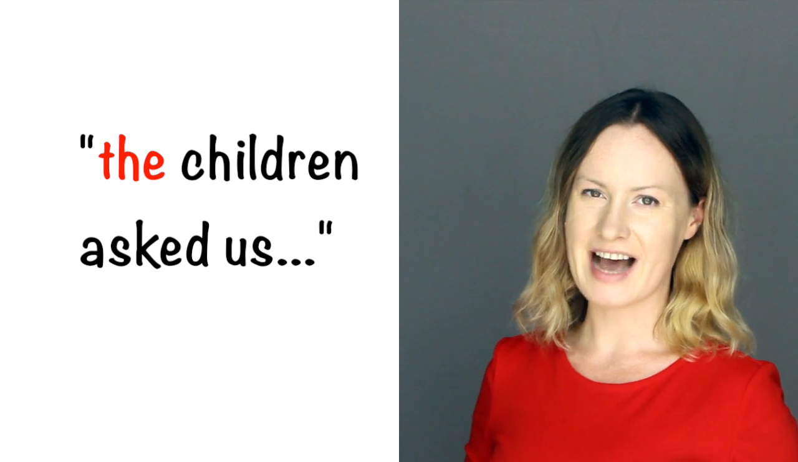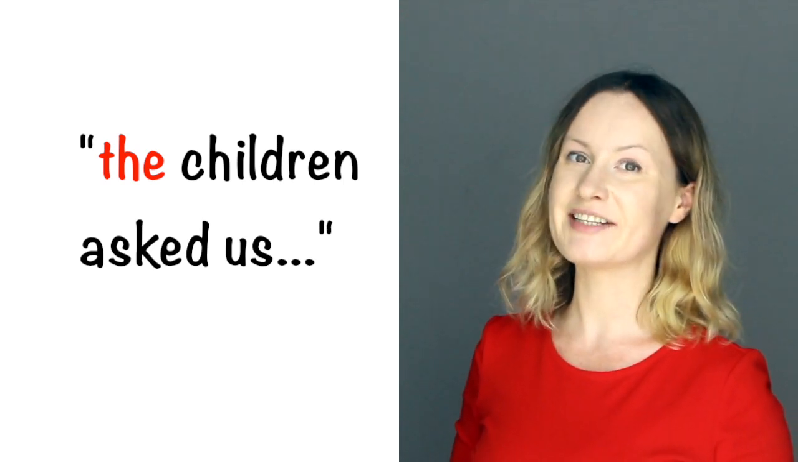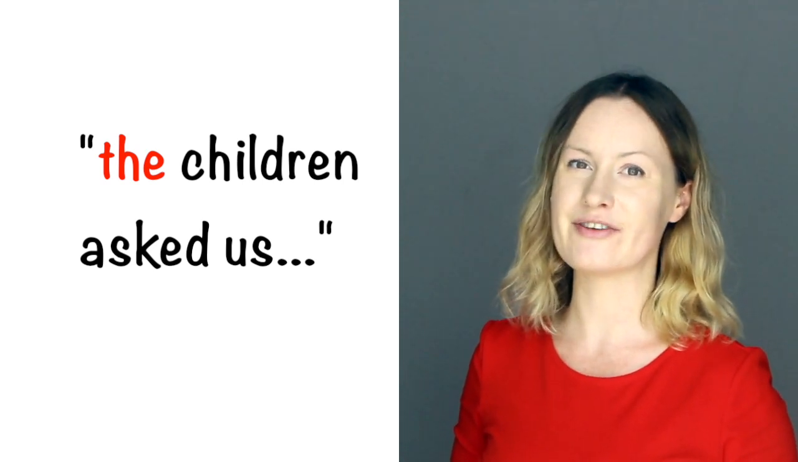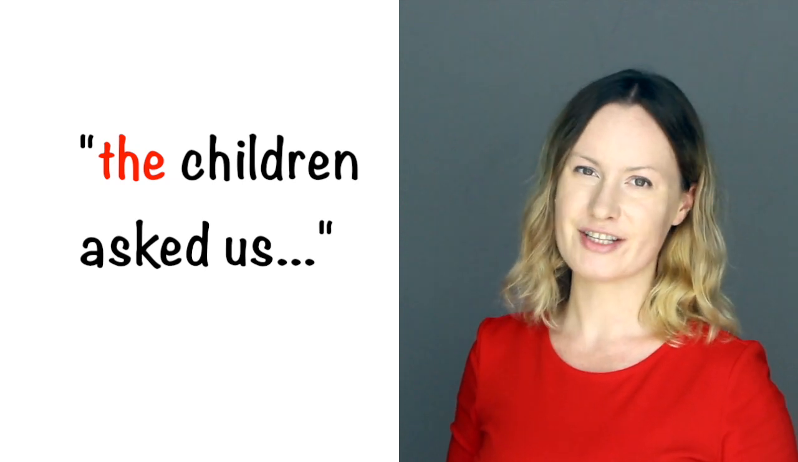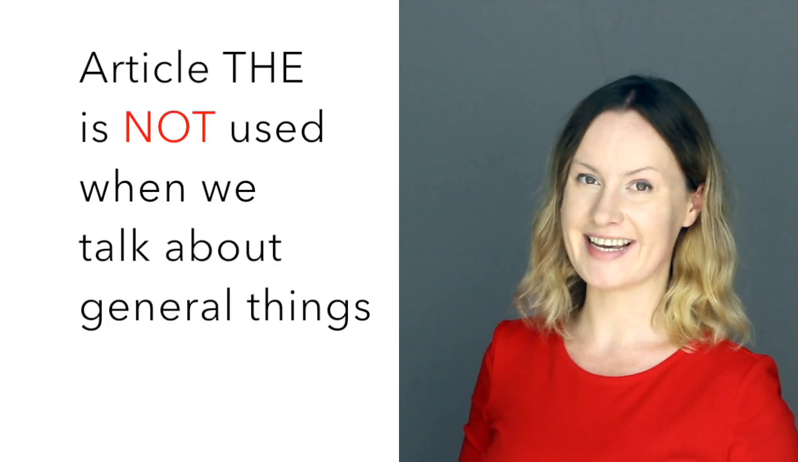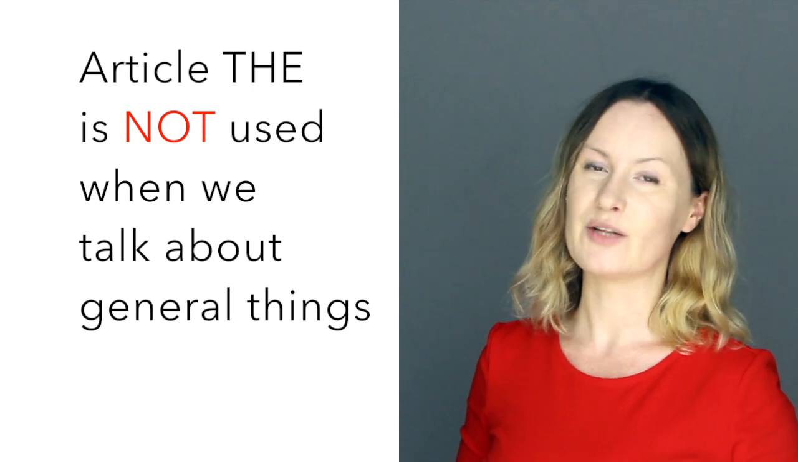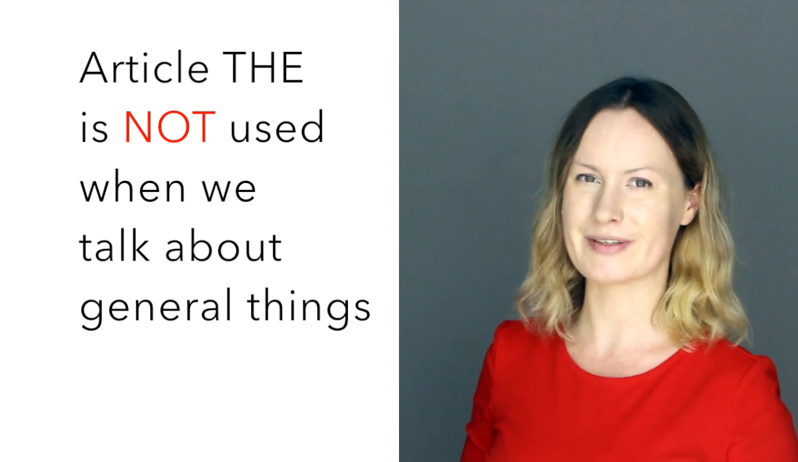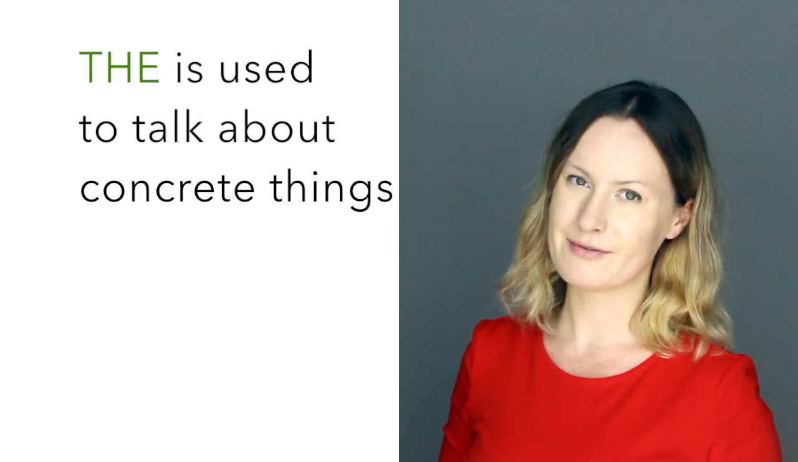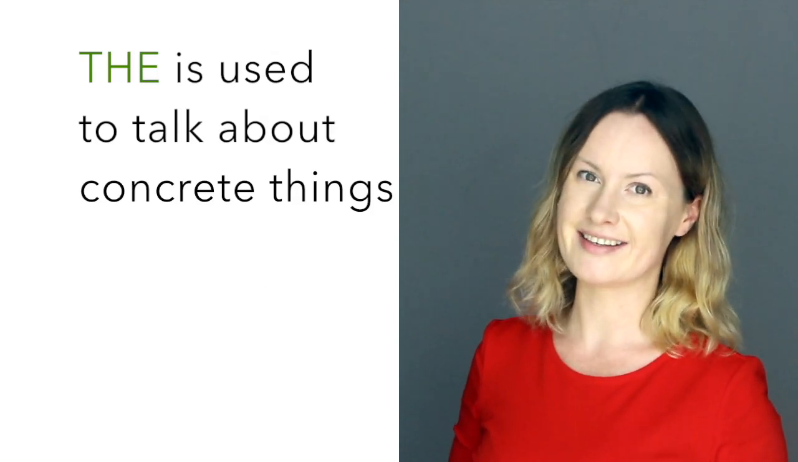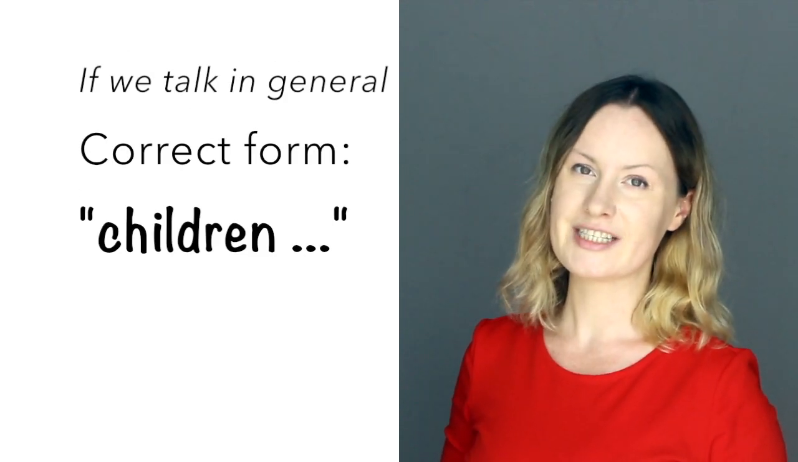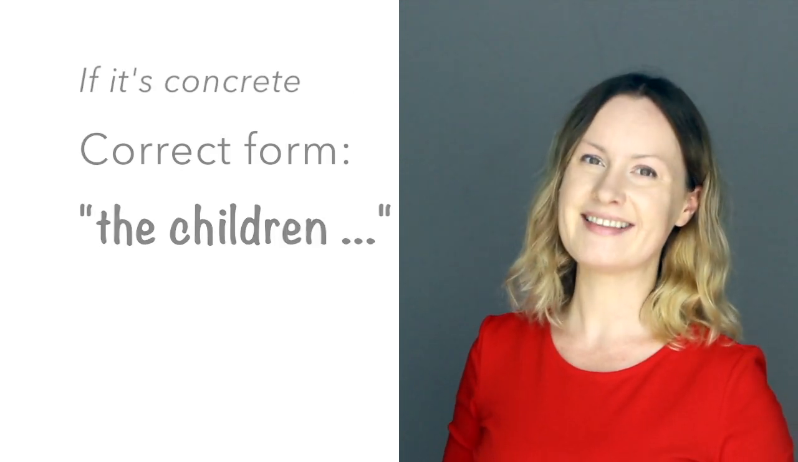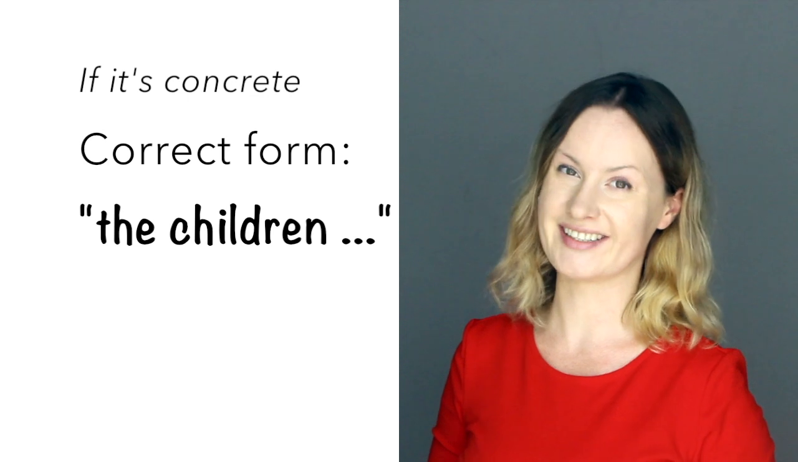This mistake is somehow related to the previous one, and it refers to the problem of the use of articles. I already mentioned the problem of articles in the first mistake, and I just want to mention here that we don't use the article the when we talk about general things, especially with plurals. Well, we can use the with plurals if we refer to concrete things or people. In this case, if we talk about children in general, we just use children. We don't have to use the children unless they are concrete children.